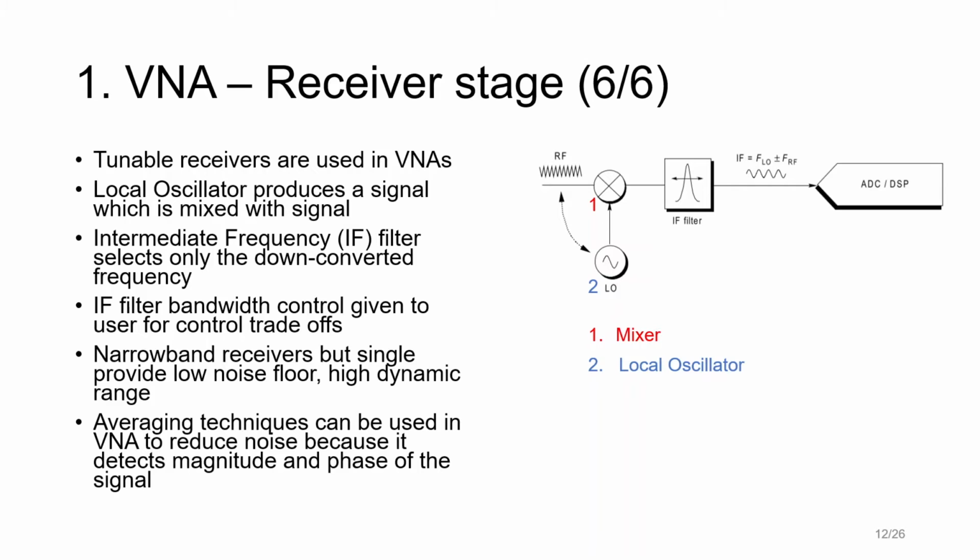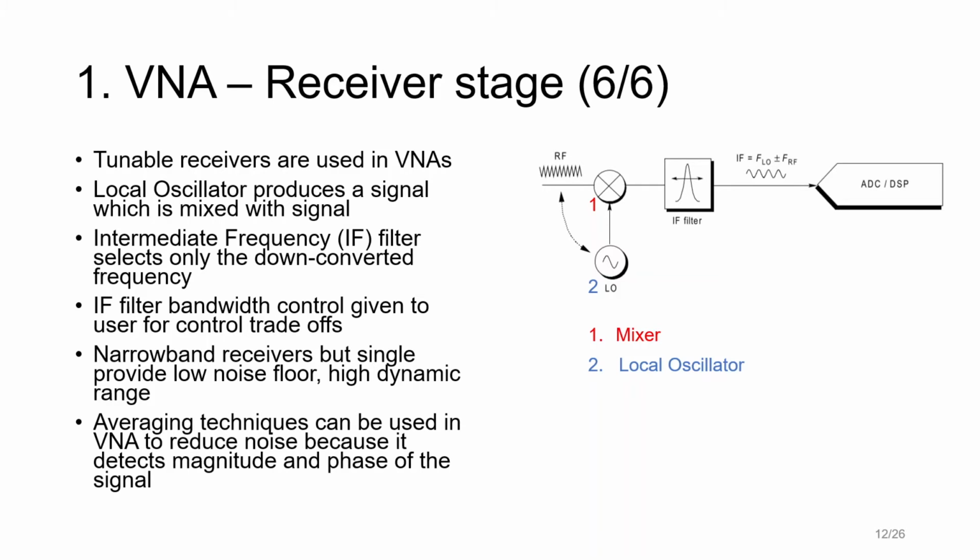So it is important to note that the bandwidth of this IF filter is user defined, meaning that at the time of usage of the VNA to perform measurements, the user will have to specify the bandwidth that he or she wishes to use. A natural consequence of such filtering is that the noise also gets reduced.